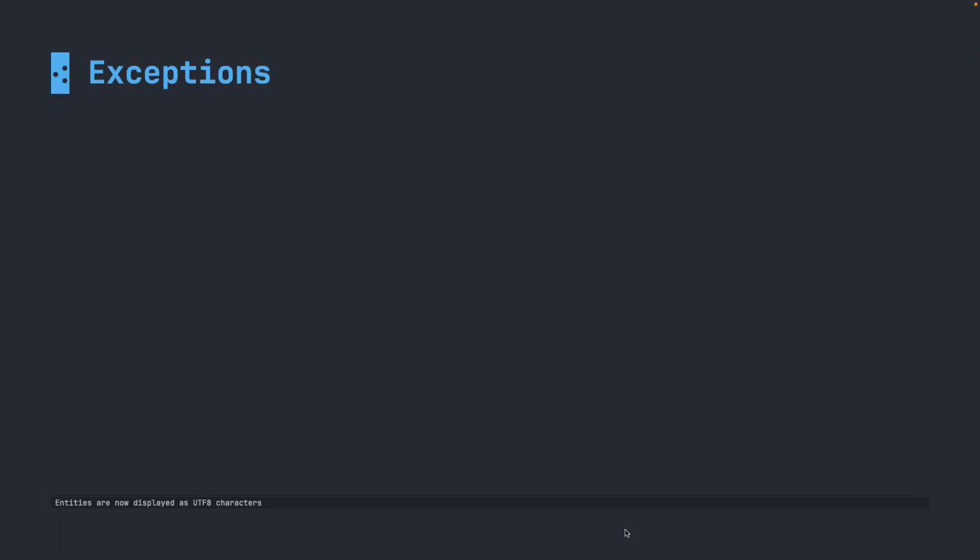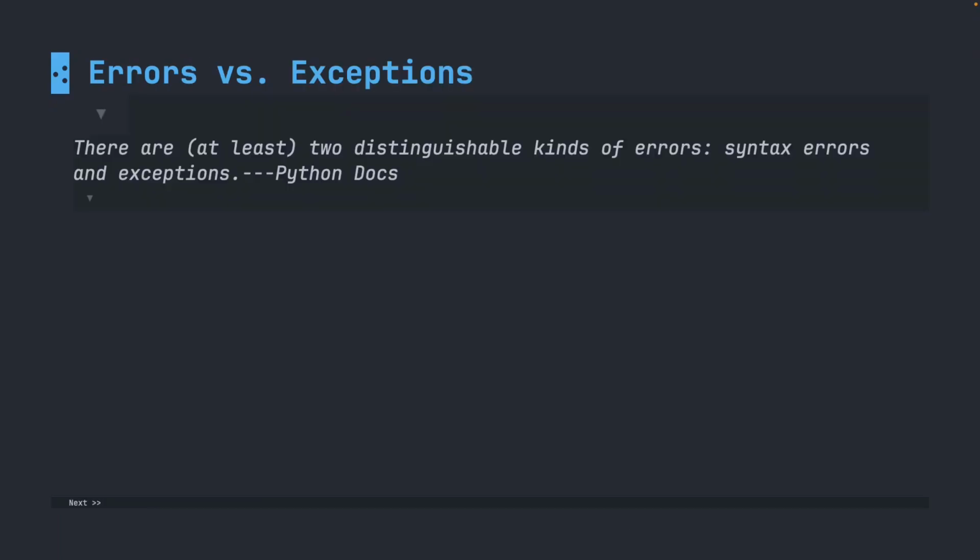Hi, everyone. Today we're talking about exceptions. In the past, we've talked about errors, and that's the only word that we've ever used for that. But this quote is taken directly from the Python docs, and it says that there are at least two distinguishable kinds of errors: syntax errors and exceptions.